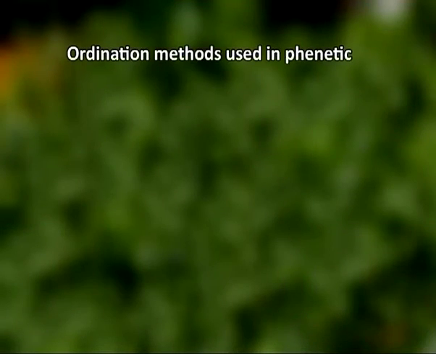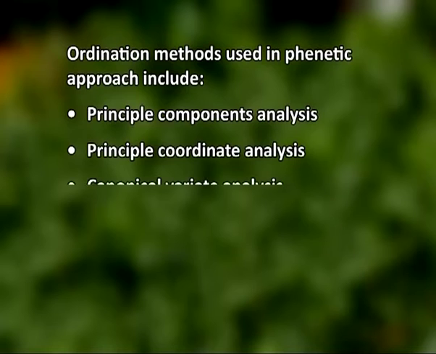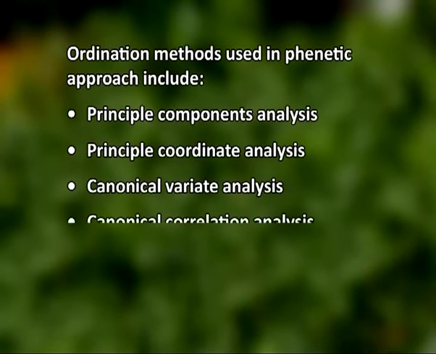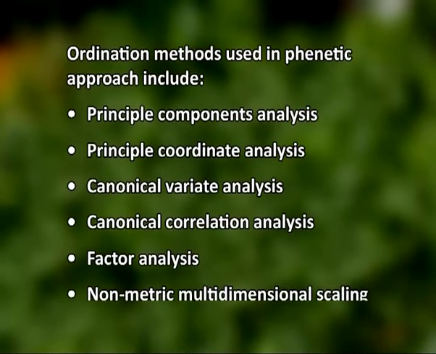In determining a taxonomic structure among all OTUs, phenetic approach uses algorithms. Like coefficients, there are many algorithms. However, clustering and ordination are the most commonly used ones. Ordination methods commonly used in phenetic approach include principal components analysis, principal coordinate analysis, canonical variate analysis, canonical correlation analysis, factor analysis, and non-metric multidimensional scaling.